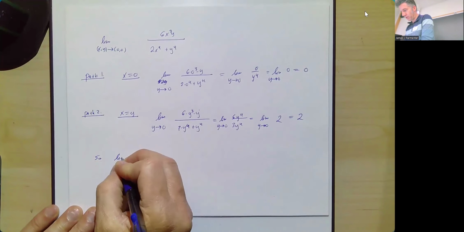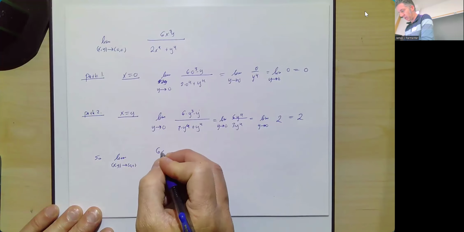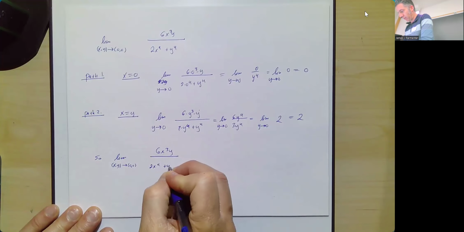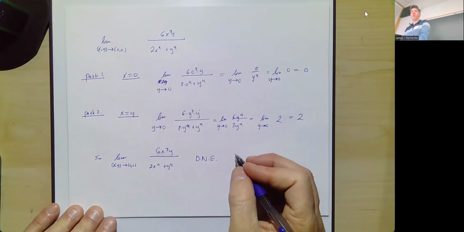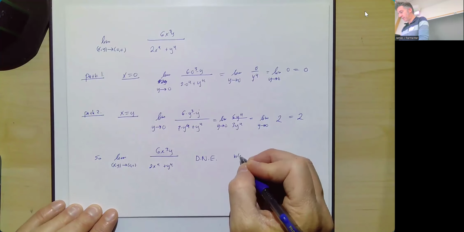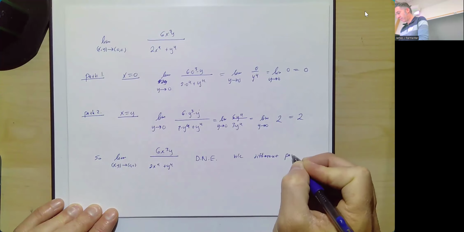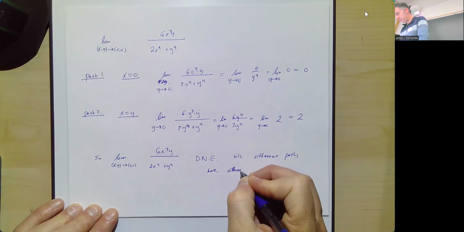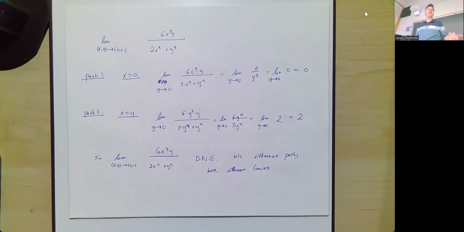So the limit as x, y approaches 0, 0 of 6x cubed y over 2x to the fourth plus y to the fourth does not exist. If you want to write more words, the more words would be because different paths have different values, or have different limits. And that's enough.